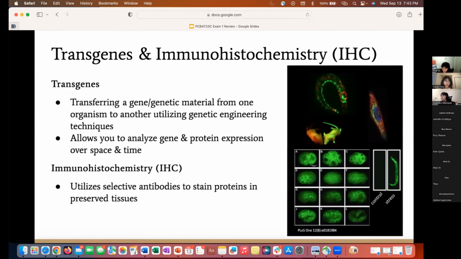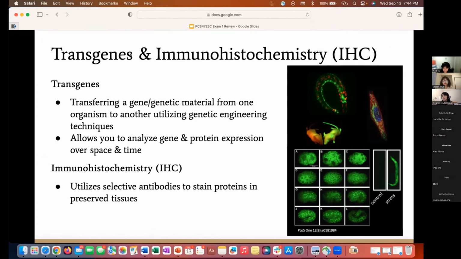All right, so for this first reverse approach, I'm going to be talking about transgenes and immunohistochemistry. This approach mainly involves observing genes and proteins. We're not really manipulating the target gene, but we're utilizing this process to observe gene and protein expression. What transgenes basically means is that we're getting a specific gene or genetic material from one organism, and we're essentially sticking it in another organism.